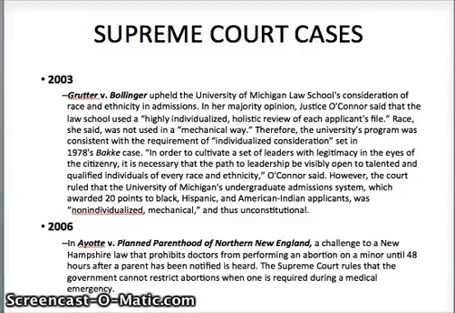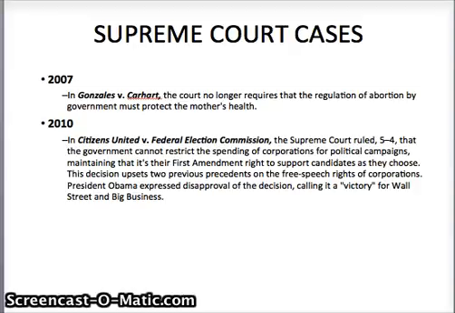In 2006, Ayotte v. Planned Parenthood of Northern New England, a challenge to a New Hampshire law that prohibits doctors from performing an abortion on a minor until 48 hours after a parent has been notified, was heard. In 2007, in Gonzales v. Carhart, the court no longer requires that the regulation of abortion by government must protect a mother's health. In 2010, in Citizens United versus the Federal Election Commission, the Supreme Court ruled that the government cannot restrict the spending of corporations for political campaigns.